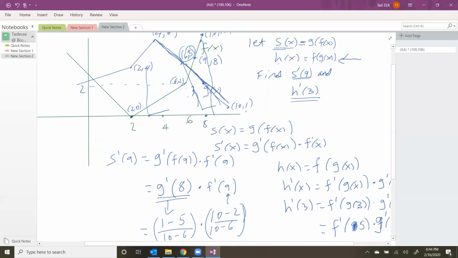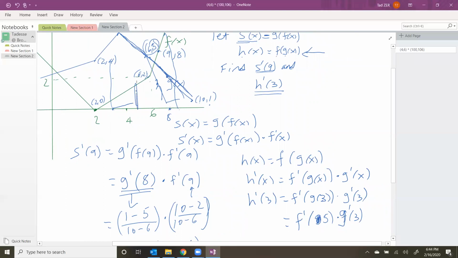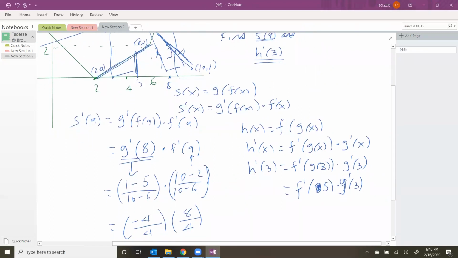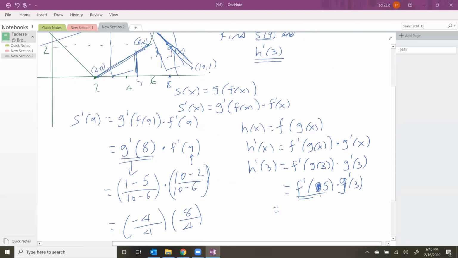Now let's see. In the case of F, where is 5? 5 is somewhere here. So if you think of this 5, I'm referring to this line. This line means I'm going to take (6, 2) and (2, 0). So that will give me F prime at 5, which is 2 minus 0 divided by 6 minus 2, times G prime at 3.